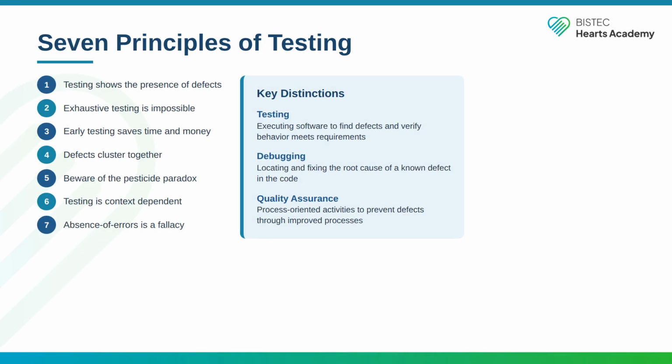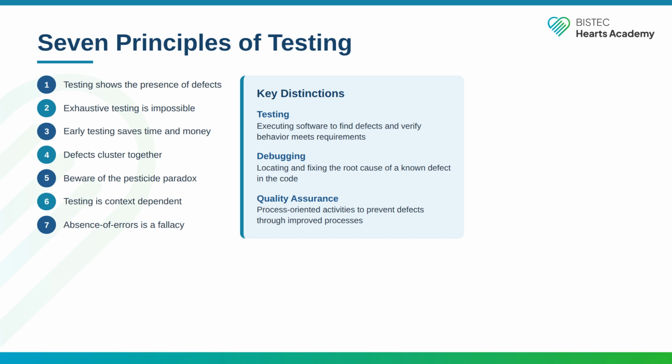Before we get into the techniques, let us cover the foundations. These 7 principles come from the ISTQB foundation level syllabus, and they are the bedrock of everything we do as testers. Principle 1. Testing shows the presence of defects. Testing can prove that bugs exist, but it can never prove that bugs do not exist. Even if all your tests pass, that does not mean the software is perfect. It means those specific scenarios work.